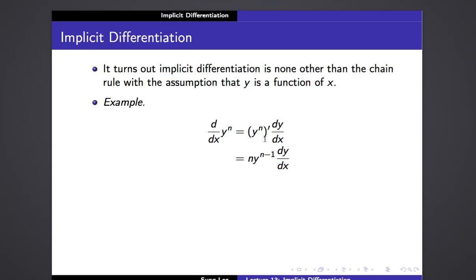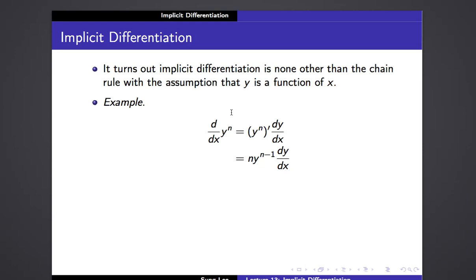So by the chain rule, the derivative is what? First, you take the derivative of y to the power n with respect to y, which is denoted by y to the power n prime. And then you multiply that by dy by dx. So we get n times y to the n minus 1 times dy by dx, right? That's the implicit differentiation, but it's none other than the chain rule itself, with the assumption that y is a function of x. So it's no big deal.